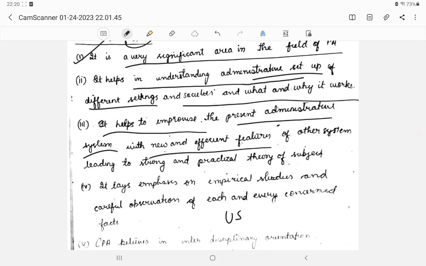Next, like the features of the United States that India is lagging in, we can incorporate those properties into our administrative system. Though it may work, it may not work, but it will be very helpful for our administrative setup. So it will help to improvise the present administrative system.